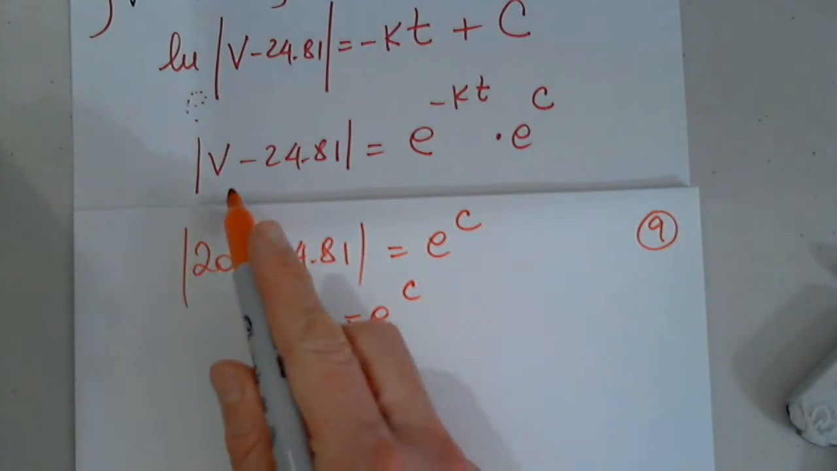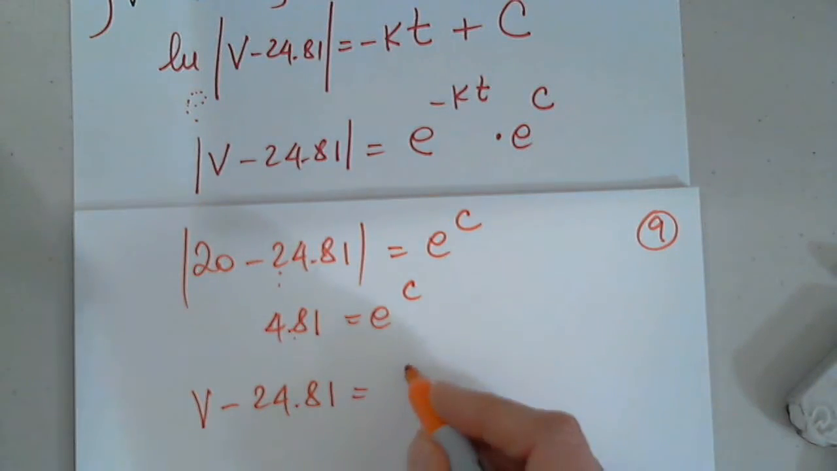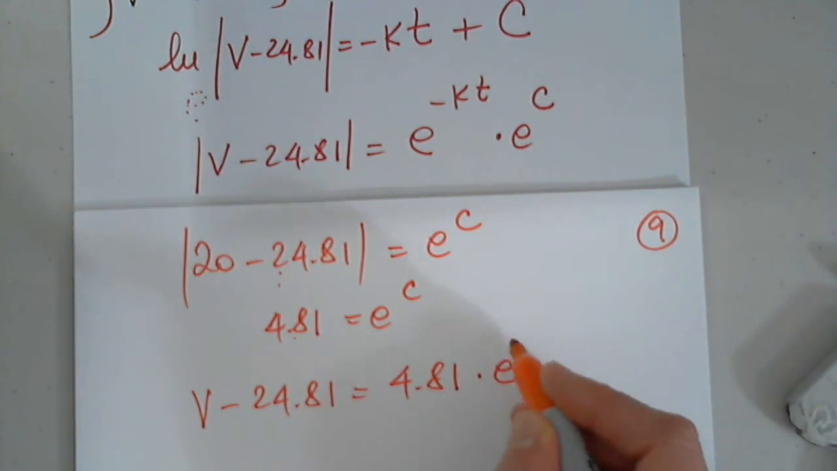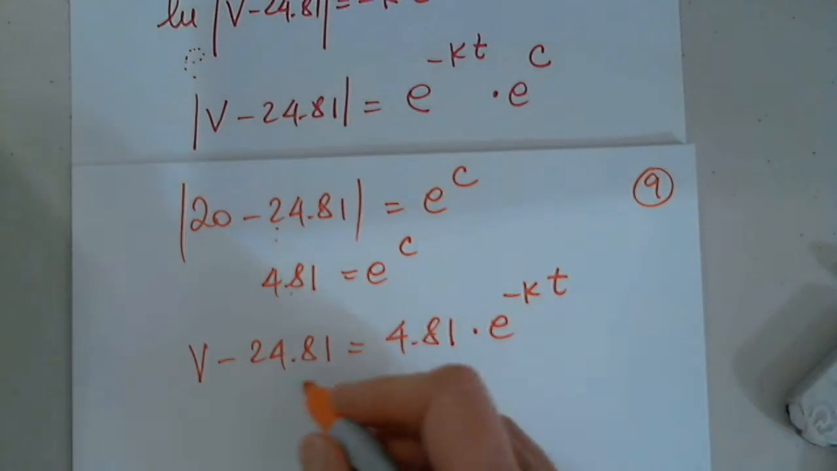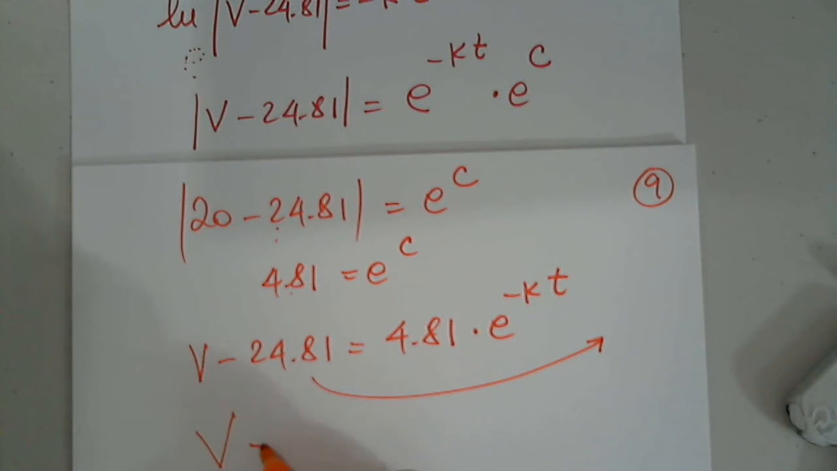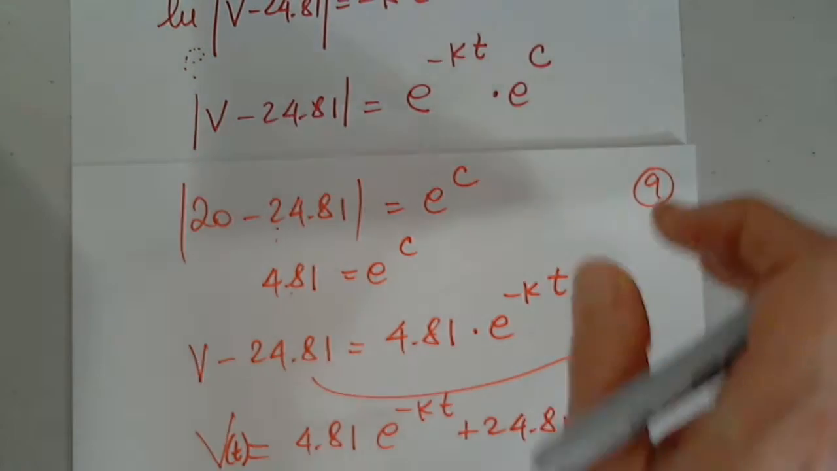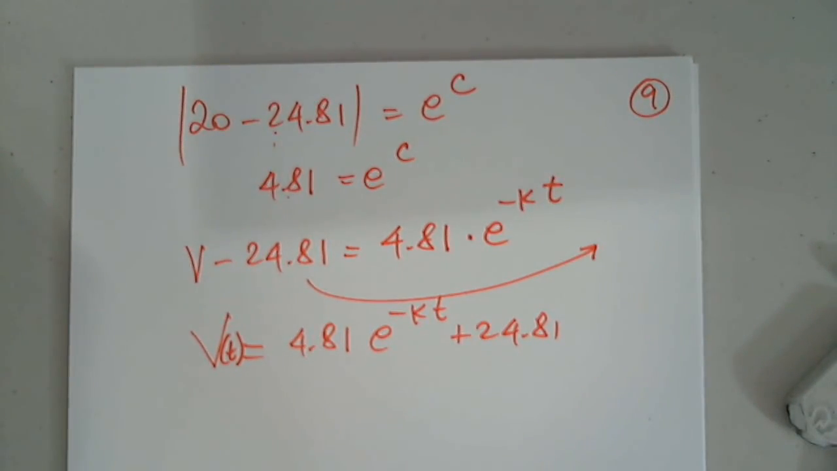So then here v minus 24.81 equals 4.81 times e to negative kt. Yes, I will move negative 24.81, it changes its sign. So the value of the stock is 4.81 e to negative kt, function of t of course, plus 24.81. Any questions?